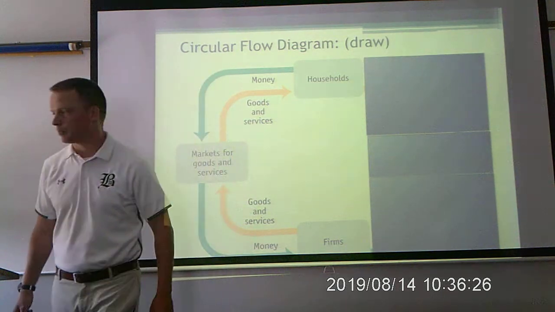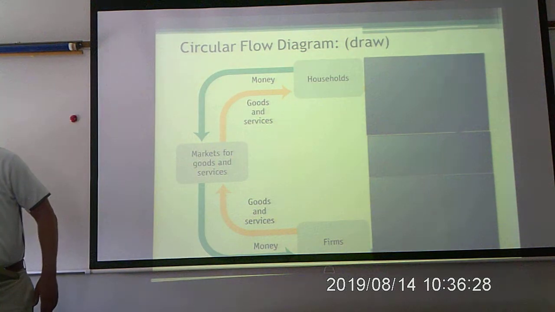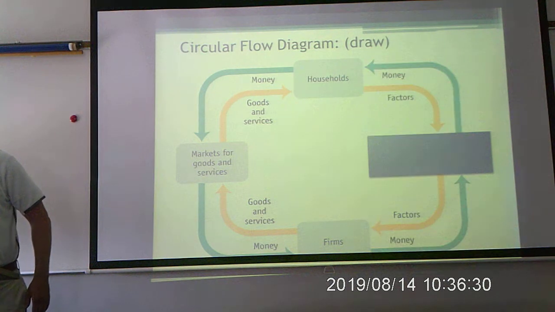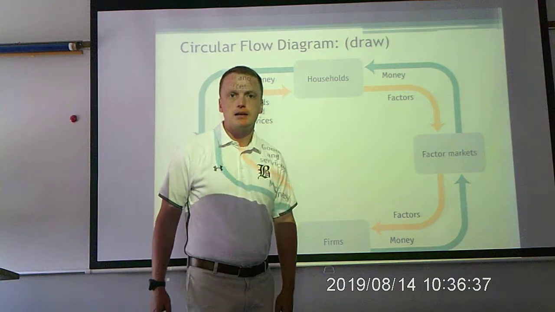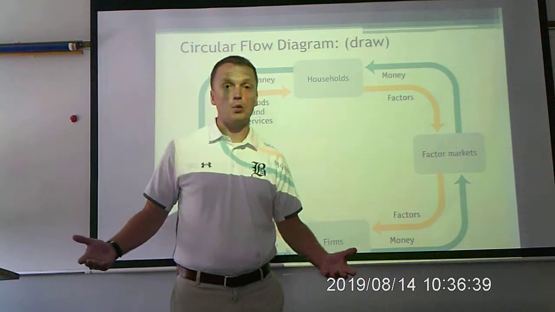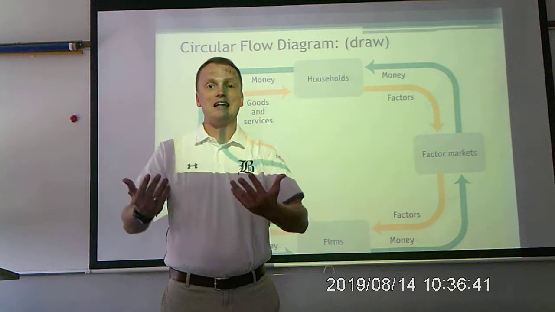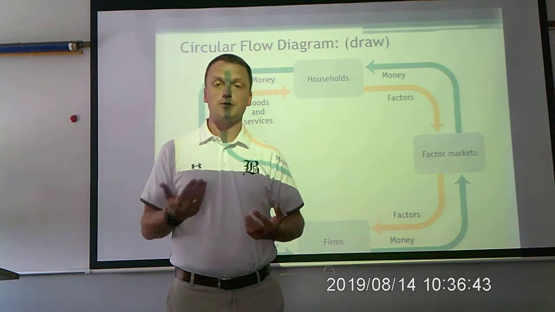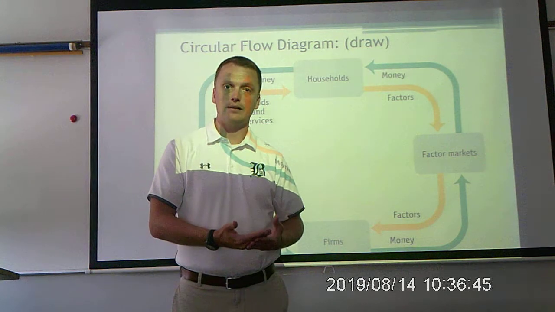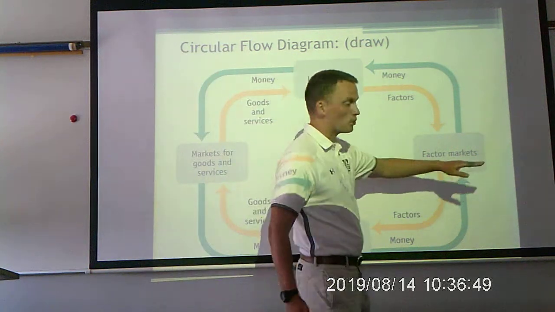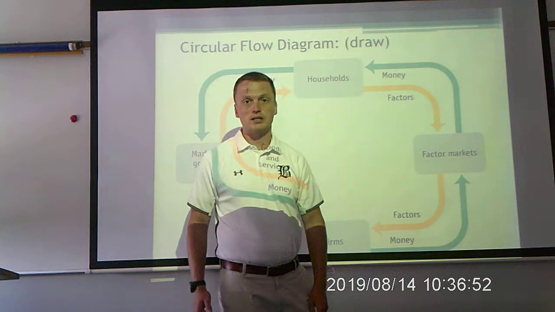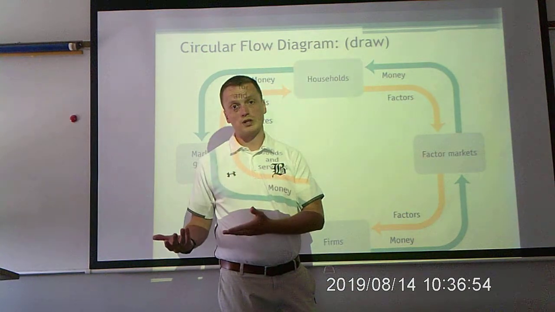Let's move on to the other part. It isn't a one-way street. We aren't just providing money to firms, because we'd run out of money pretty quick. We've got to be getting money from these firms as well. How do we do that? Well, that's going to be the other side: the factor market. The resource market is another term for it. Either the factor market or the resource market.